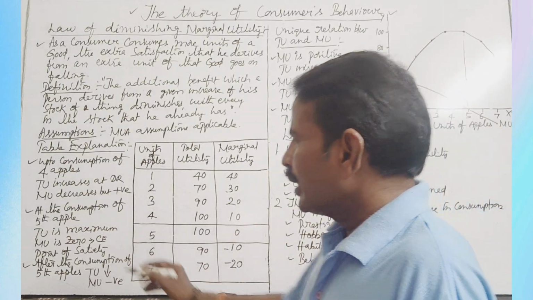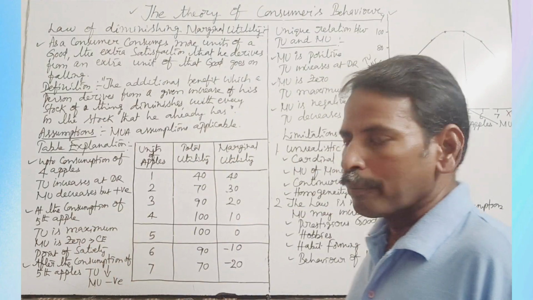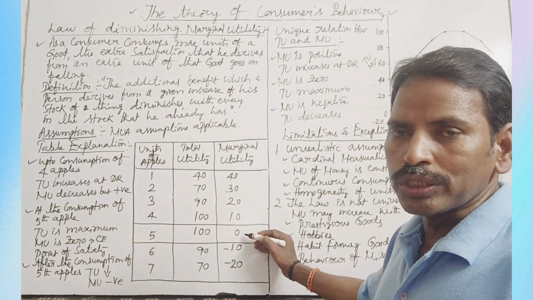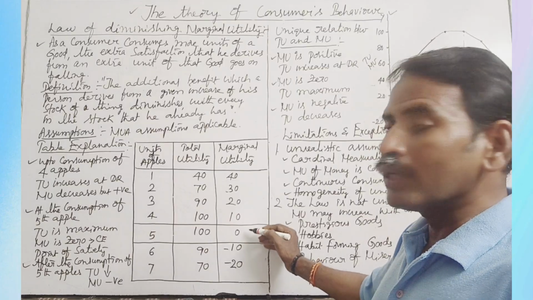Next, at the consumption of the 5th apple, total utility is maximum and marginal utility is 0. The consumer is fully satisfied.